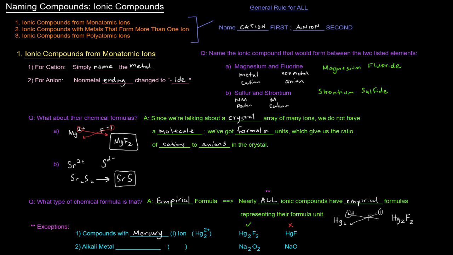Now we don't simplify this because it's not actually just Hg plus 1, right? So we don't get this. That's wrong. It's Hg2F2. So in that case, that's an exception to this idea of the empirical formula rule.